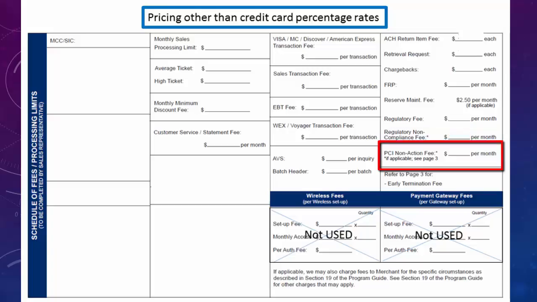This fee, the PCI non-action fee, has to do with them not completing their PCI compliance, and then it's a fine that's assessed to them. This can also be priced at $18, or it's priced at zero on a flat rate. Ideally, check with your manager on this pricing as well. And that completes our review of all the pricing other than credit card percentages for the First Data merchant processing application.